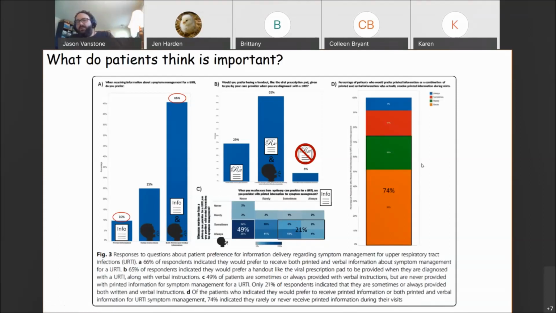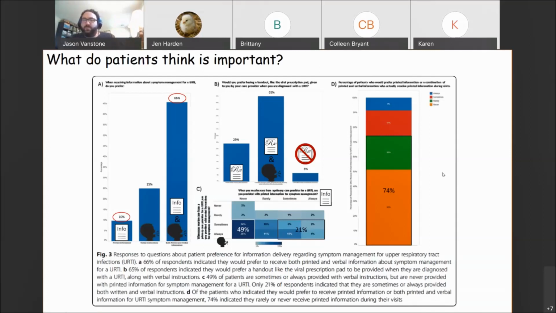So we had people saying, oh, I have good relationships with my patients and they trust me. I don't need to give them the verbal information. I tell them this stuff anyways. They don't need the printed information. And so what we've got here is a population who mostly sees their family doctors.